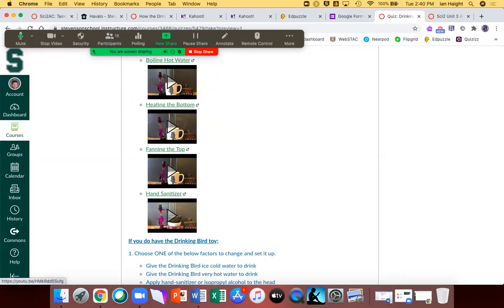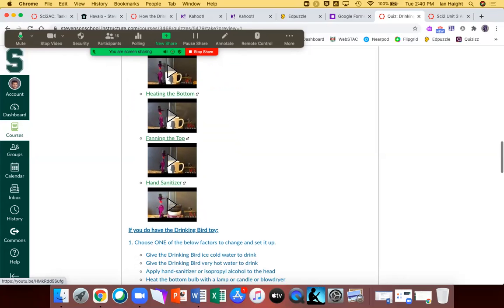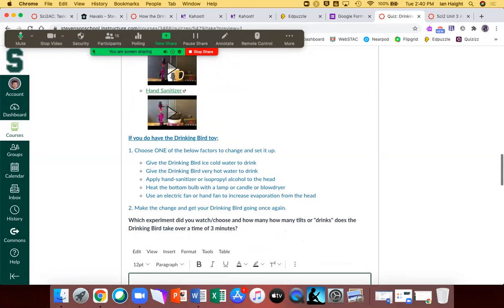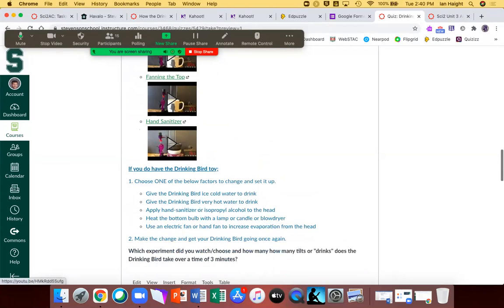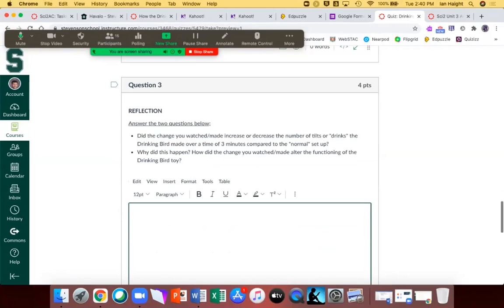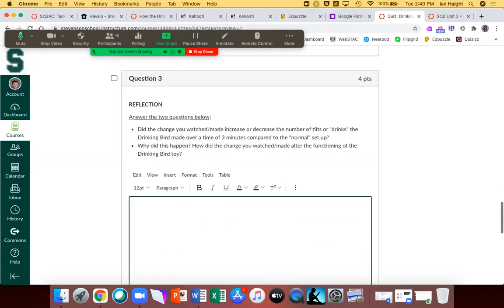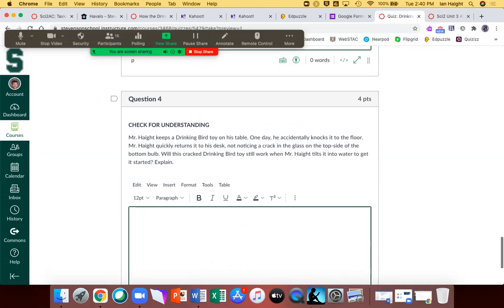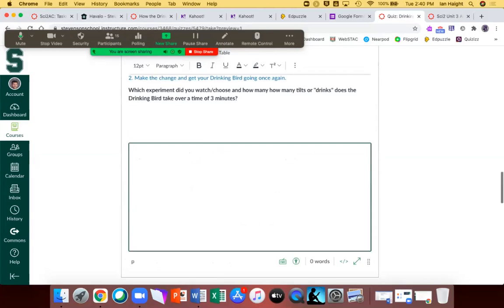Or if you want, you can use hand sanitizer. So pour a little hand sanitizer in a bowl, cover the head in hand sanitizer, and see if that speeds up or slows down. Again, just choose one of those. And again, watch for 3 minutes and count how many times it takes a drink. And then just make a comparison, right? Did what you changed speed up or slow down the Drinking Bird, and take your best guess as to why. And then there's a little check your understanding question to complete.